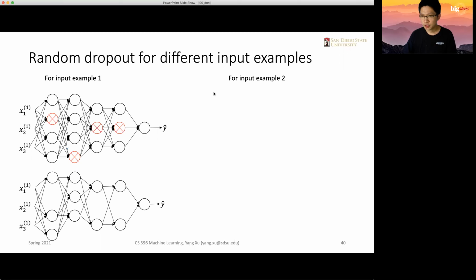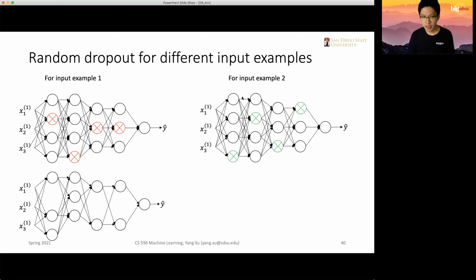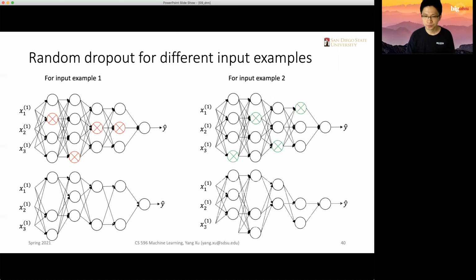Anyway, for a second example, we can choose to drop out different units, and that is actually encouraged because we want to introduce more randomness during training. So different mini batches or different input examples should actually have different dropouts. Okay.